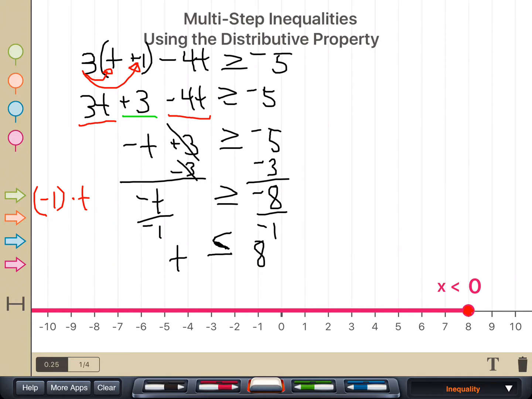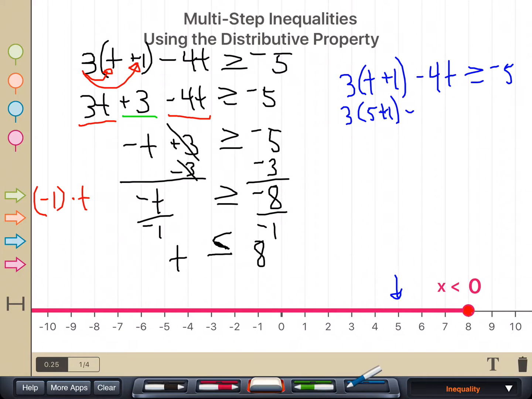Now, if we consider going back to the original and testing out a few values, it's kind of challenging when we have so many of them. Let's see if this actually works. So let's pick a value that is in our solution set. So let's go with 5, which is right there, right in the solution set where the pink line is. So if I substitute my t's with 5s, I should get a solution that is true.